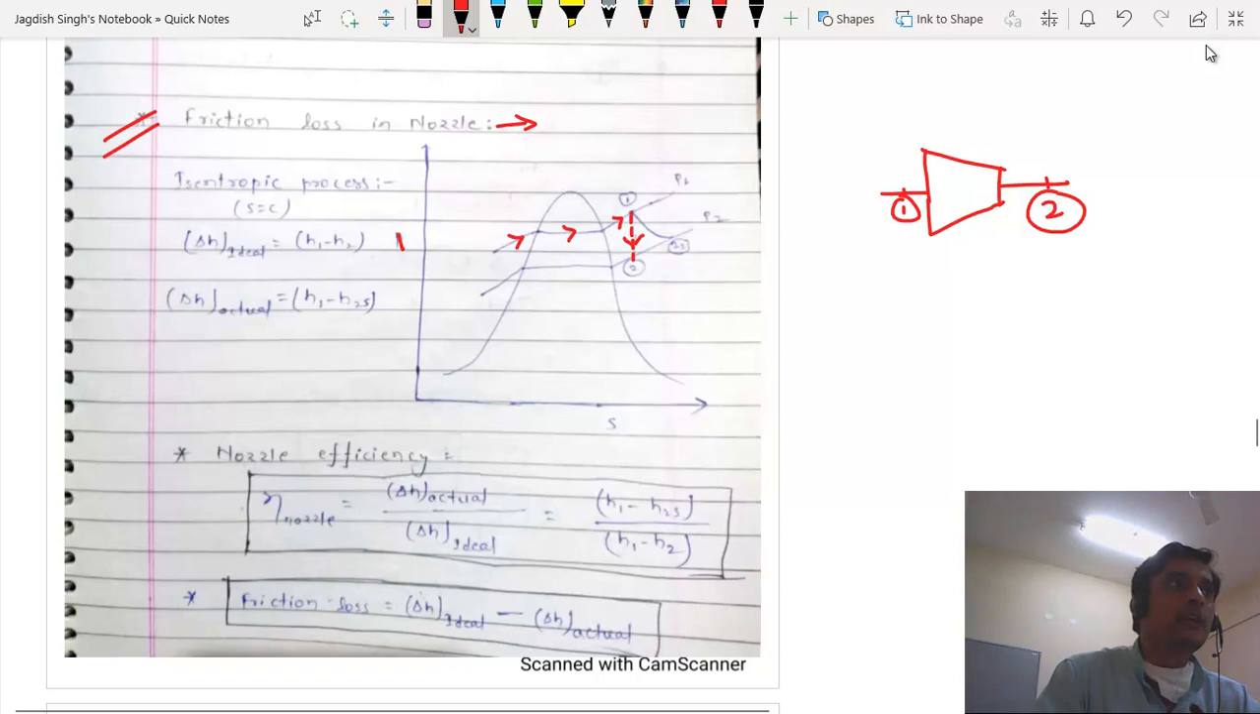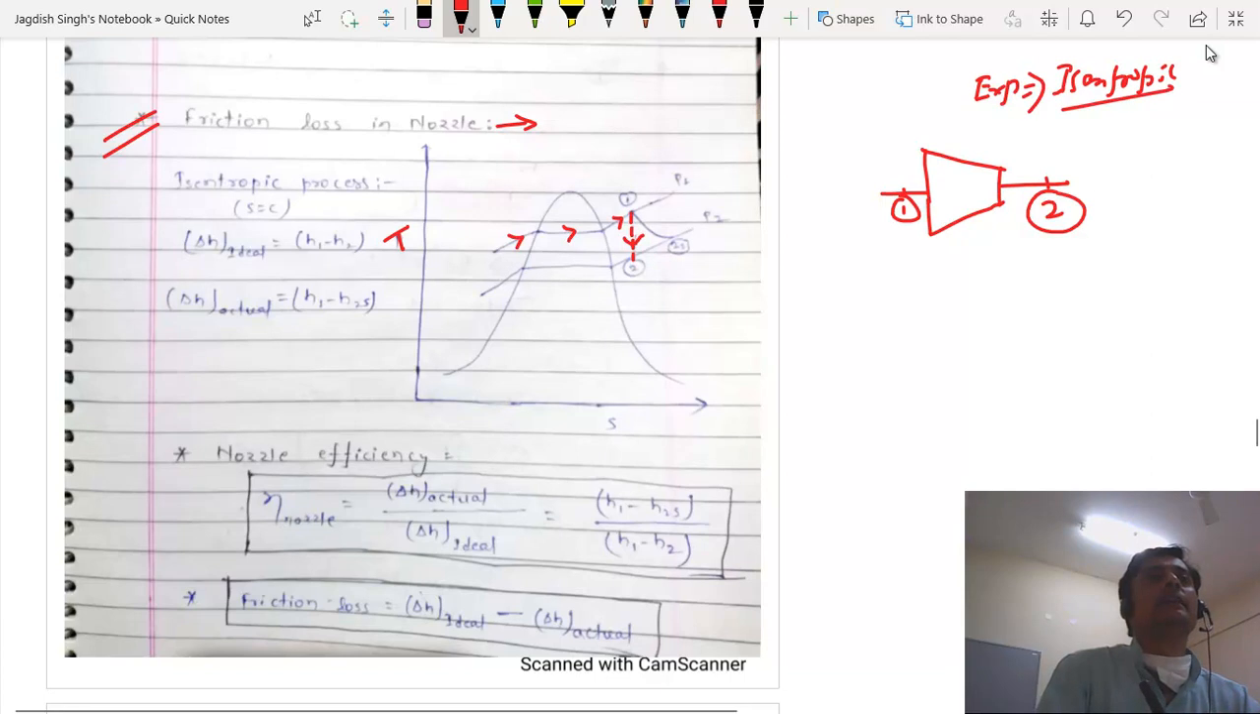This is the TS plot. On the TS plot, this line will be vertical because if we assume that the expansion is isentropic, that means enthalpy will remain constant. So enthalpy at point 1 is equal to enthalpy at point 2. But due to some losses, the nozzle expands like that. It follows the path 1 to 2s. This is for ideal condition.